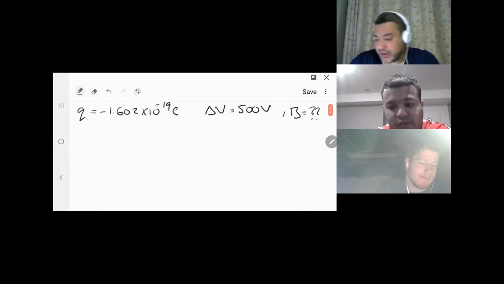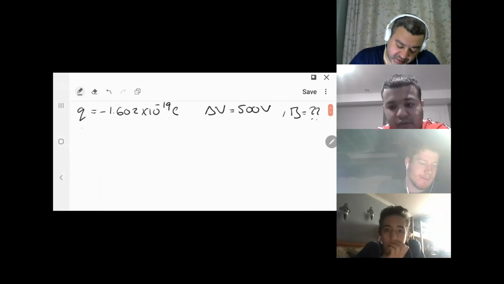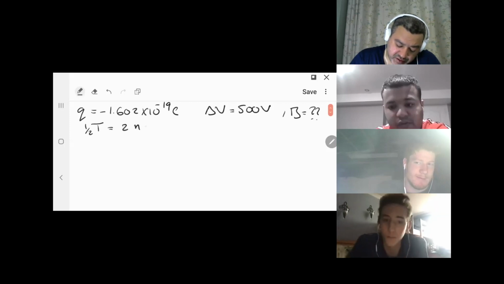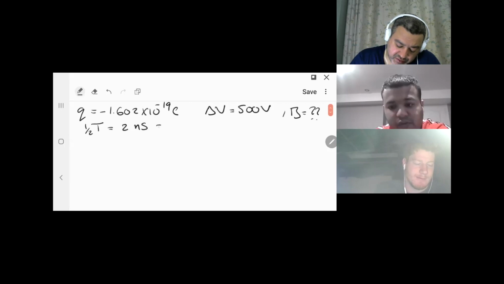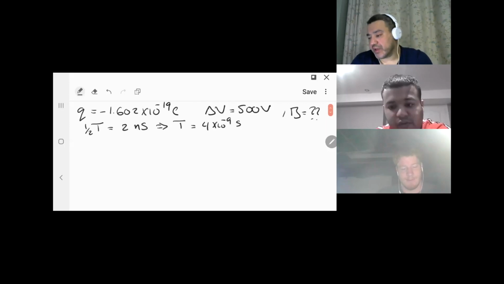I know the half of the revolution, which is half T equals 2 nanoseconds, or T is 4 times 10 to the power minus 9 seconds. So that's what I know. I need to calculate the radius of the cyclotron motion.